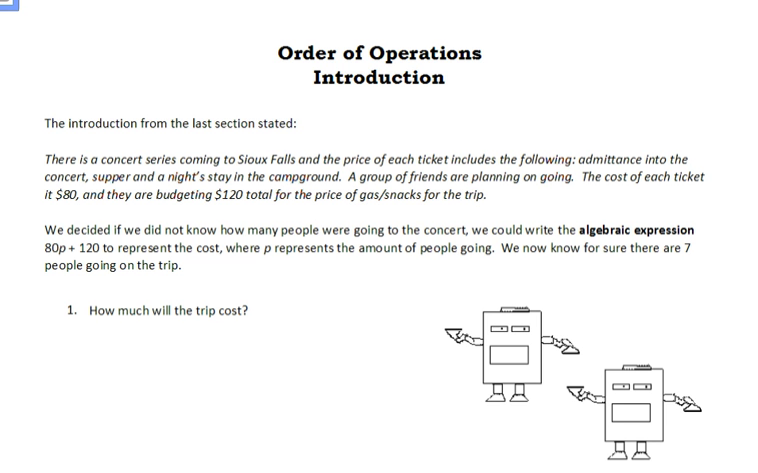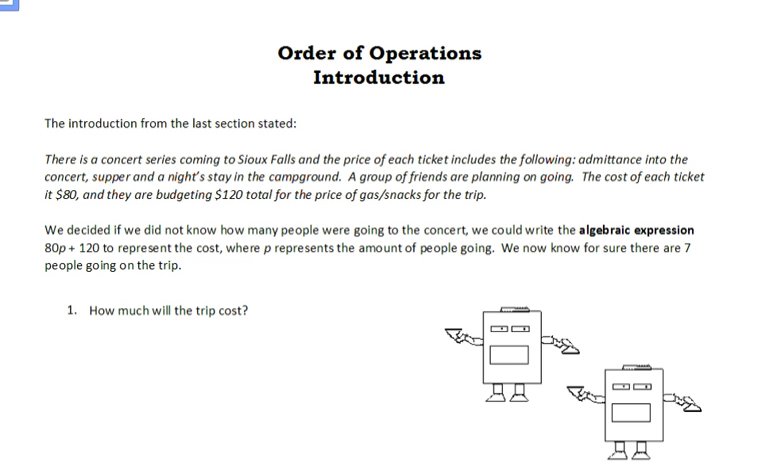The introduction from the last section stated that there is a concert series coming to Sioux Falls, and the price of each ticket includes the following: admittance into the concert, supper, and a night stay in the campground. A group of friends are planning on going. The cost of each ticket is $80 and they are budgeting $120 total for the price of gas and snacks for the trip.